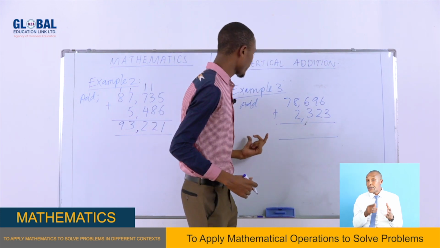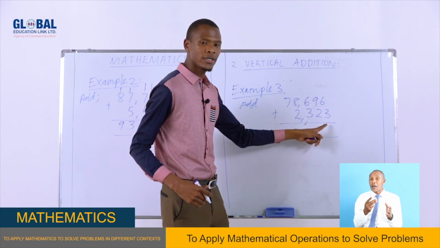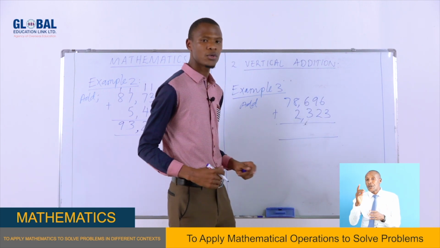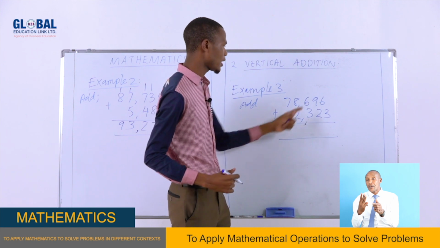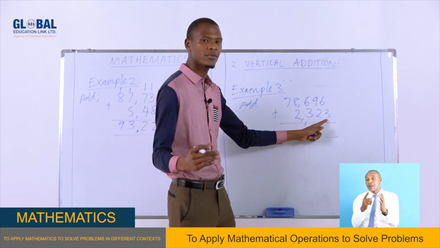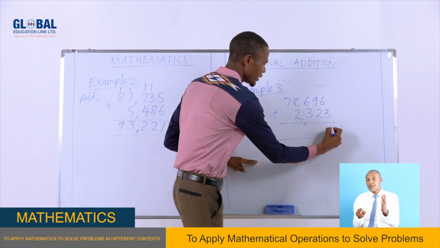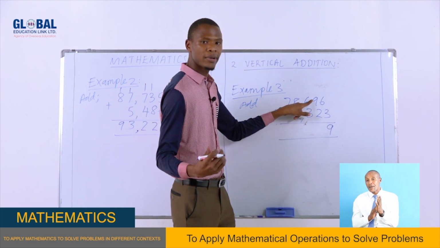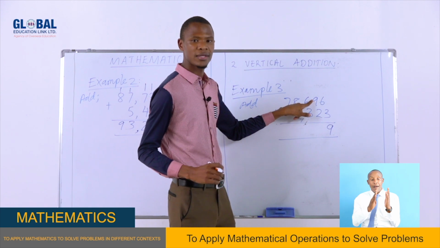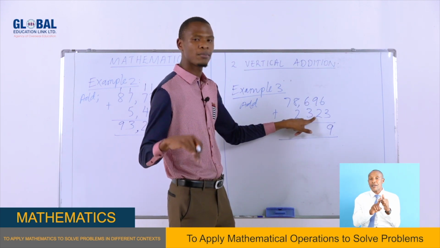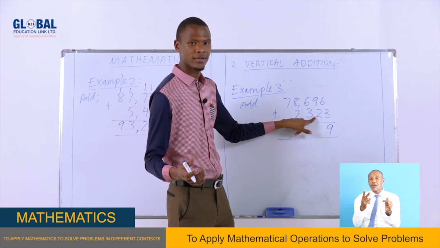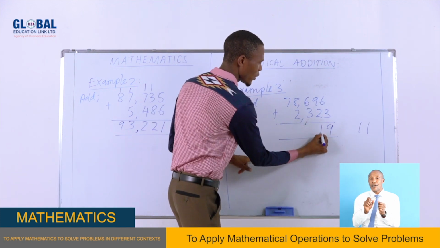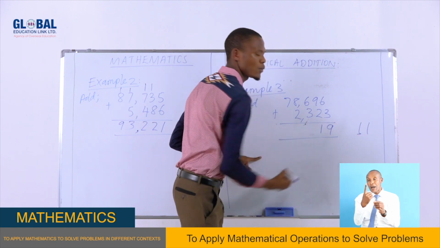Now, this is example number 3. In the place of ones, we have 6 and 3. 6 plus 3 equals to, yes, count 6 tallies and then add 3 tallies. You'll get 9. Okay? 9 plus 2. Count 9 tallies there and then add more 2 tallies. What do you get? You'll get 11. So here, you write 1 and then you carry 1 forward.